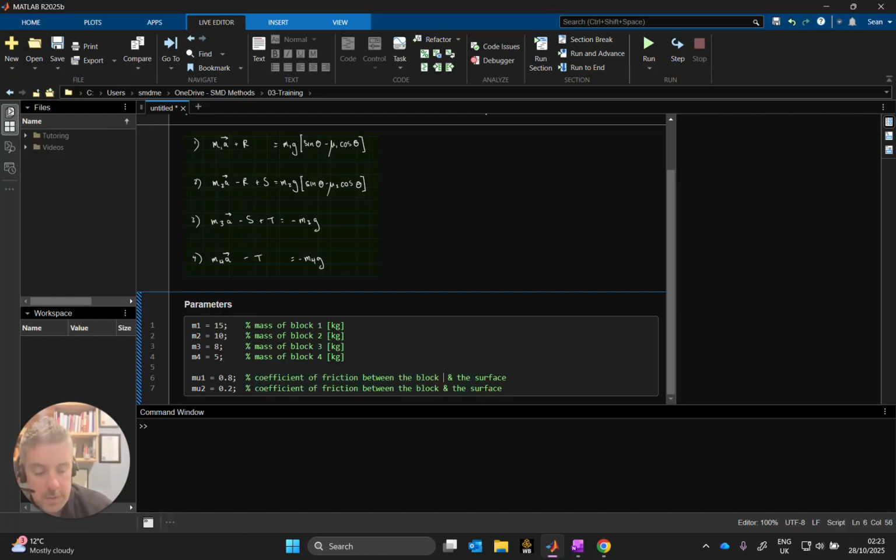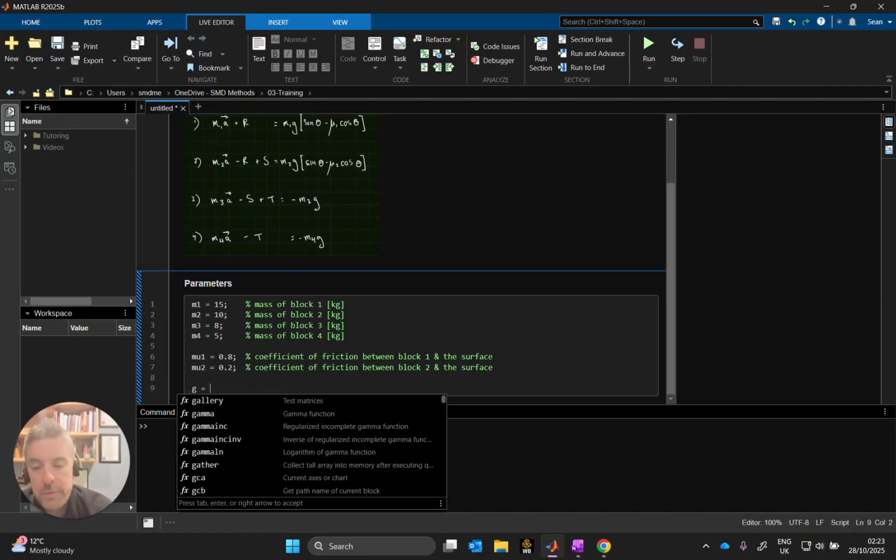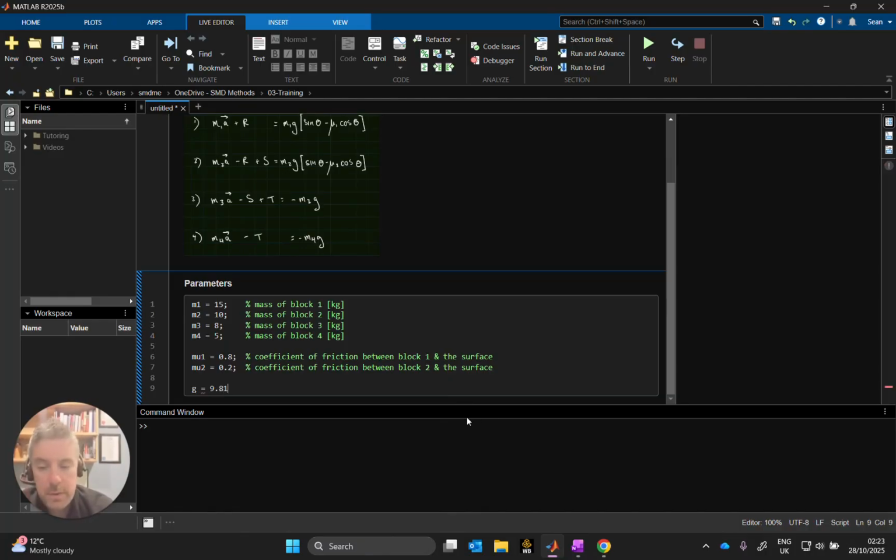Between block 1, better written, block 2 on the surface of the incline, if you like. There's mu1 and mu2. Now let's get something in for gravity. 9.81. That is the acceleration, say due to gravity, acceleration in the common gravitational field, is really what it is.